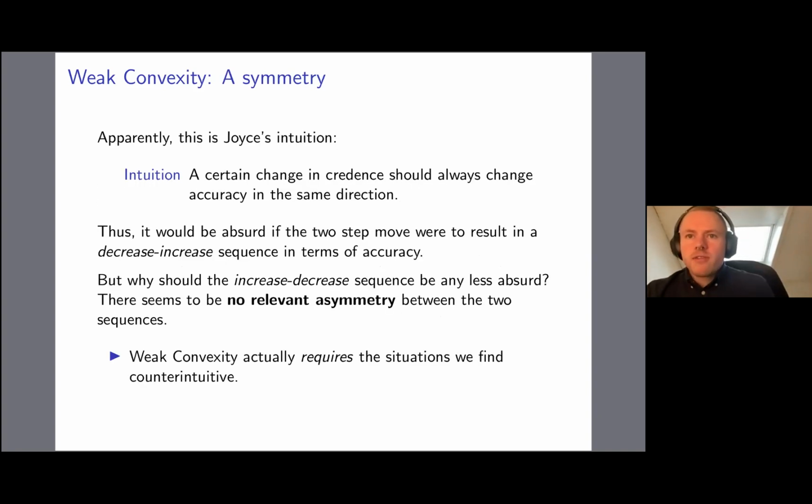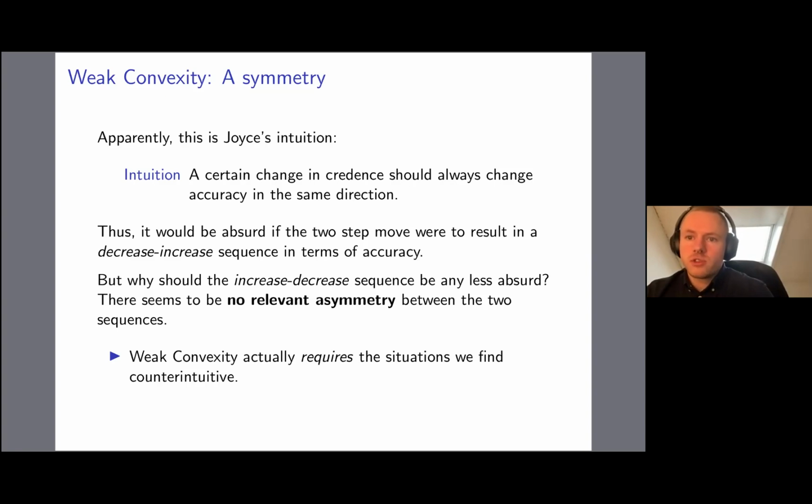What's more, however, I think that it's actually counterintuitive, and it's counterintuitive in the light of Joyce's intuition, or at least of what appears to be Joyce's intuition, which is something like this. Namely that a certain change in credence should always change accuracy in the same direction, right? So it would be absurd if the two-step move, if making the same step twice, would first result in a decrease and then an increase in terms of accuracy.